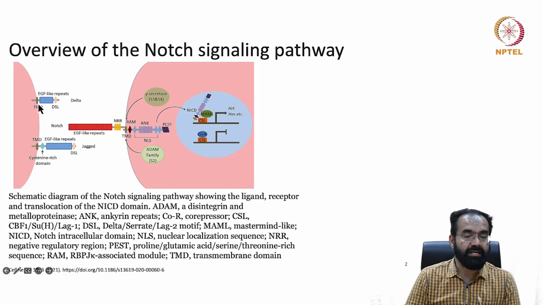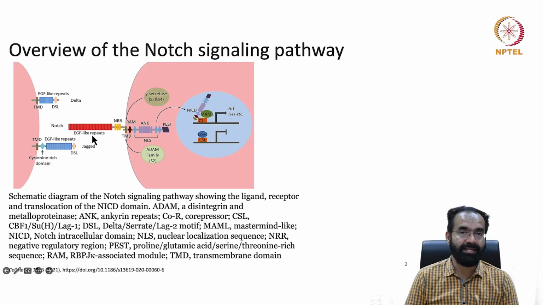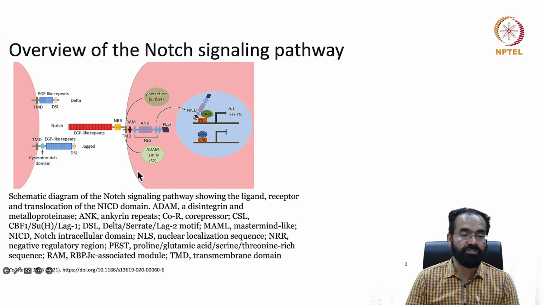So you can see here there is an EGF-like repeat bearing delta molecule, that is, this is one cell, and this is another cell that also has EGF-like repeats, but it is called notch. So the delta must interact with the notch for any activity to happen, and there is also a step in the maturation of the notch, for which the ADAM family enzymes come into the picture.